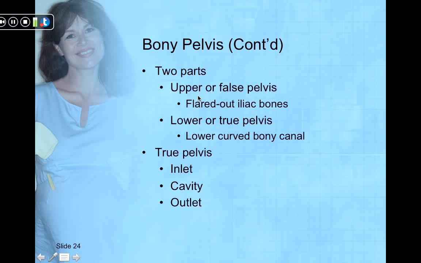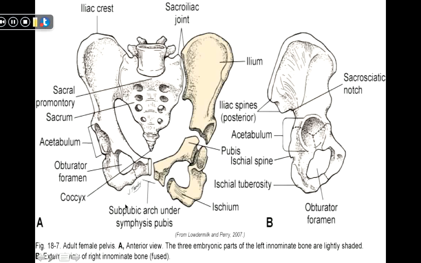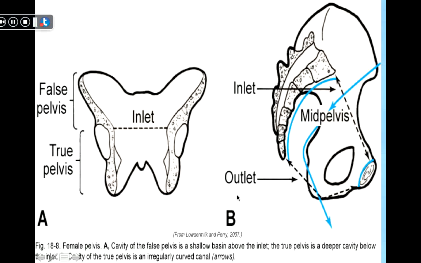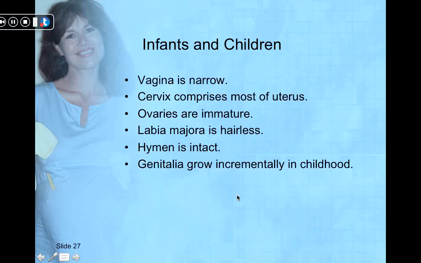Two parts to the bony pelvis: the flared out iliac bones, and then the true pelvis, which is the lower curved bony canal. The true pelvis has an inlet, cavity, and outlet. Here is a picture of the bony structures: our sacroiliac joints, the sacrum, the coccyx, and you can see the different structures there.